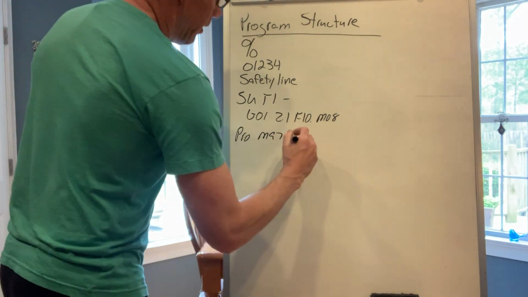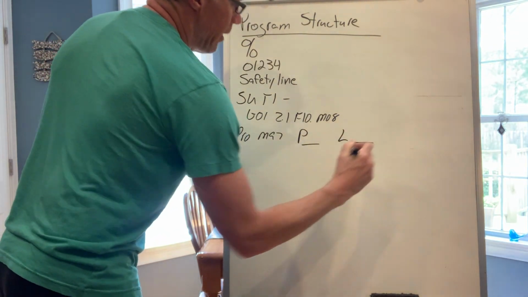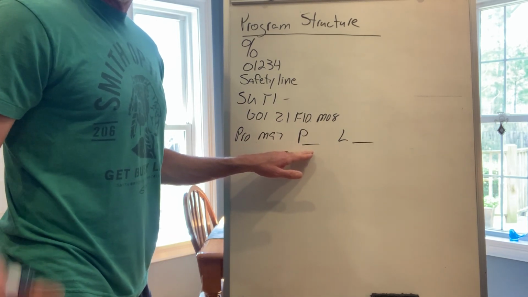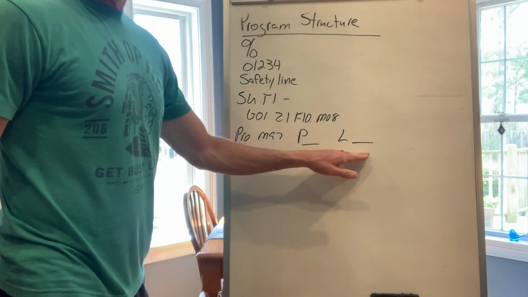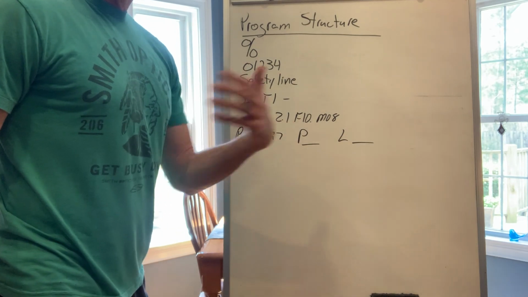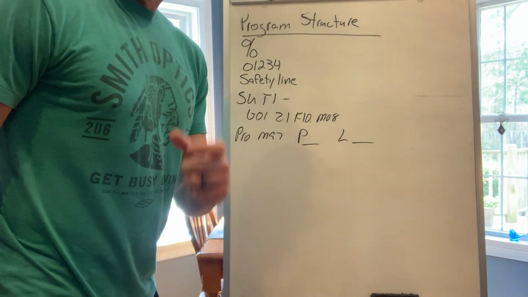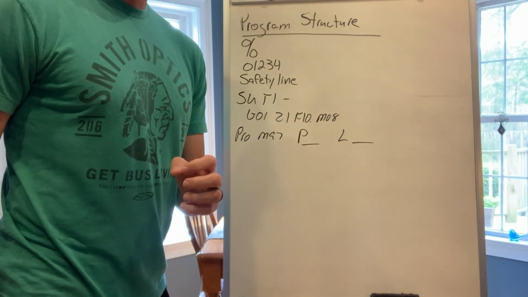Okay? Then you'll have a P and an L. The P coincides with the first line of your sub-program, your subroutine. The L coincides with the number of times you're going to loop. And that L is based off of how deep your cut is going to be.